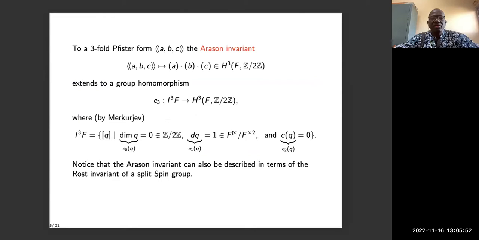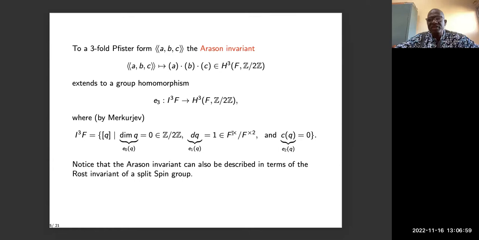By Arason invariant, we mean this map that associates to a 3-fold Pfister form, ⟨⟨a,b,c⟩⟩, the cup product of a, b, c. And this map extends to a group homomorphism from I^3 to this Galois cohomology group. And it is known by Merkurjev that the kernel is the subgroup of the Witt ring of F of all quadratic forms with even dimension, that means the dimension is 0 mod 2, trivial discriminant and trivial Clifford invariant.